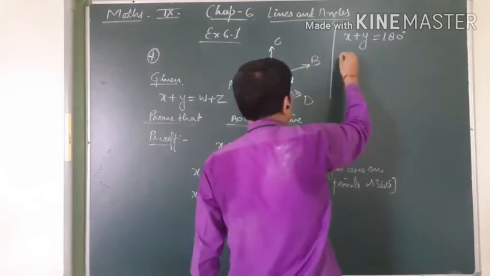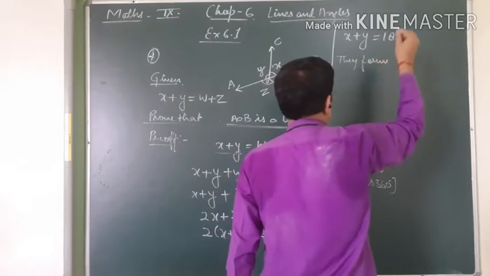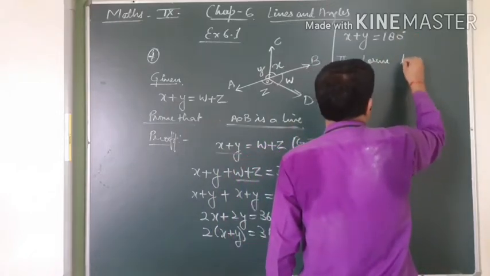And here we write that it is a straight line, as they form a linear pair.